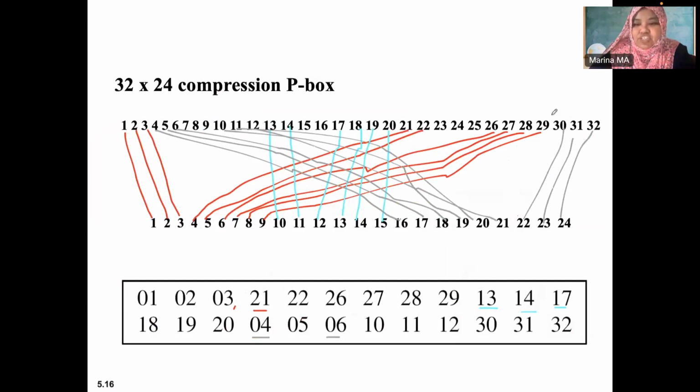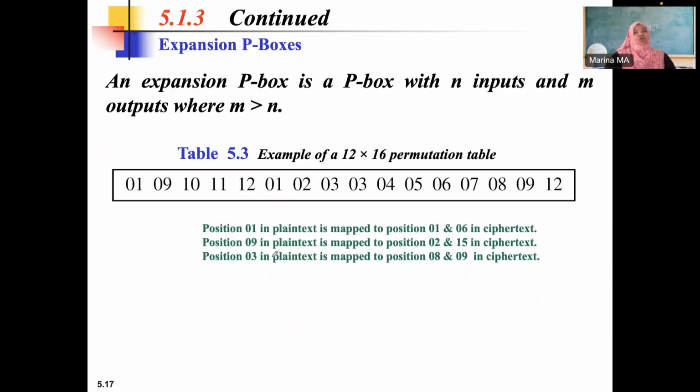The 30th position in the plain text becomes the 22nd position in the ciphertext. The 31st position becomes the 23rd position in the ciphertext. And the 32nd position becomes the 24th. This is the last one, 24th position in the ciphertext. So this is your arrow. And then when I ask you to produce a ciphertext, just write down the original message up here and then see where the arrow brings it. That is your answer in the ciphertext. Easy peasy. So this is an example of a compression box.